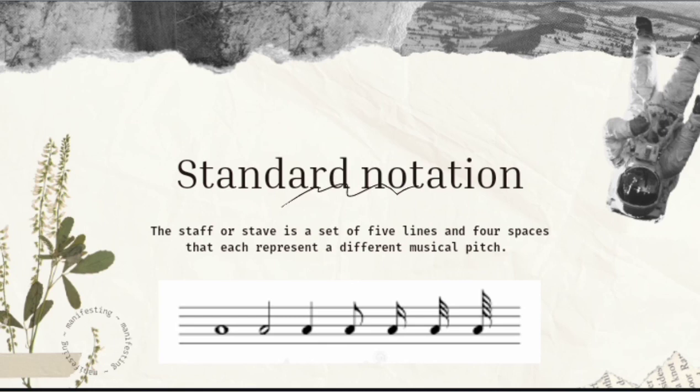The staff or stave is a set of 5 lines and 4 spaces, which, as we know already, each represent a different musical pitch. So if I place a note on the first line, it will give you a different pitch from if I place a note on the fourth space. So that is where we bring in the different musical pitch. I hope we are all clear.